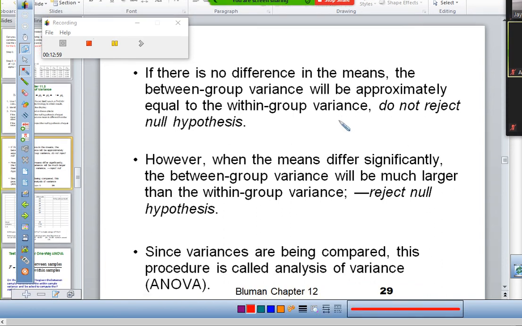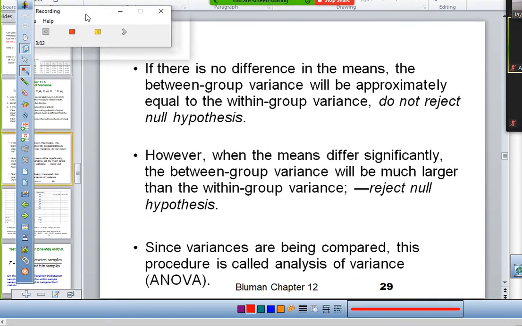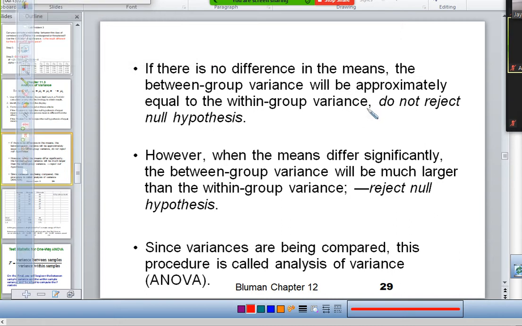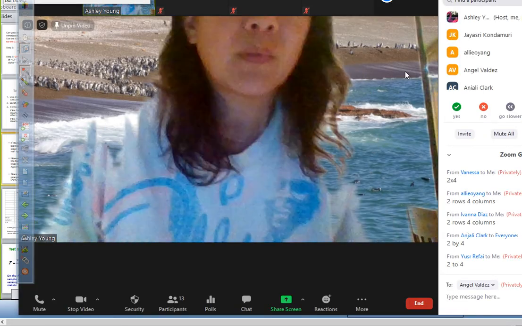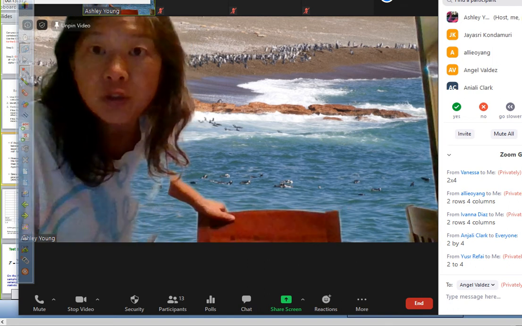And then let's talk a little bit about this difference in variance in the means. So we're looking at variances. And we're looking at the variance between groups, and we're comparing that to variance within groups. When the variance between the different groups is really big compared to the variance within the groups, then we're going to reject the null hypothesis. And I want to kind of show you what I'm talking about here. Let me go ahead and show you what I mean.